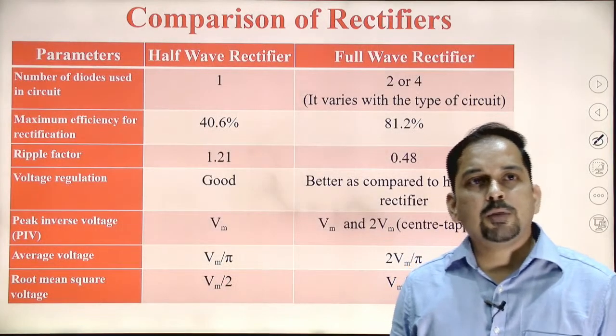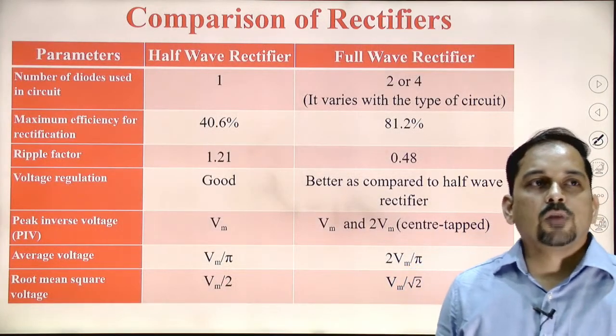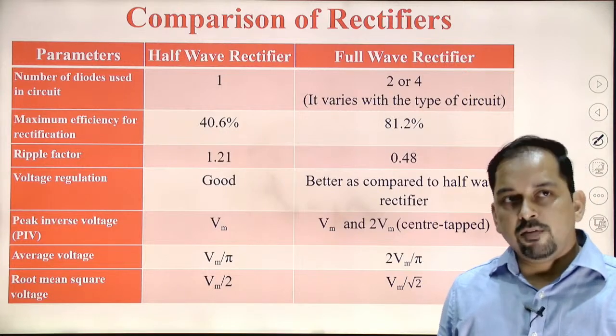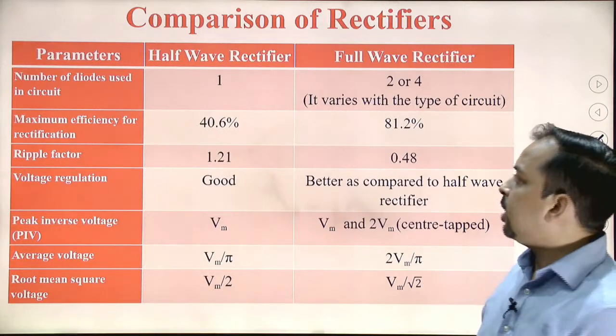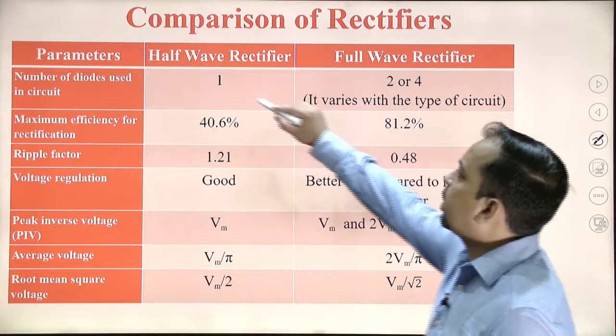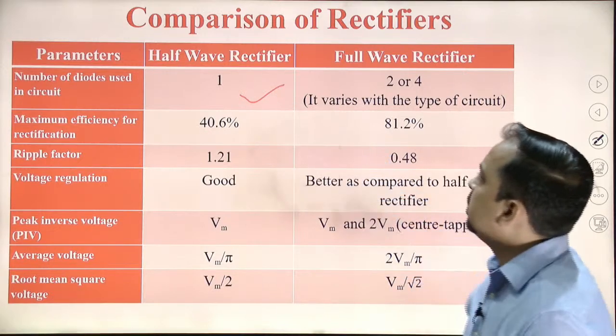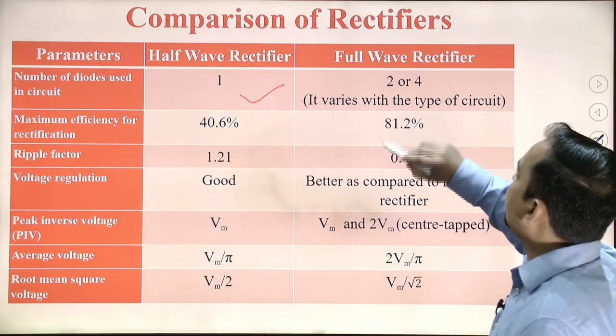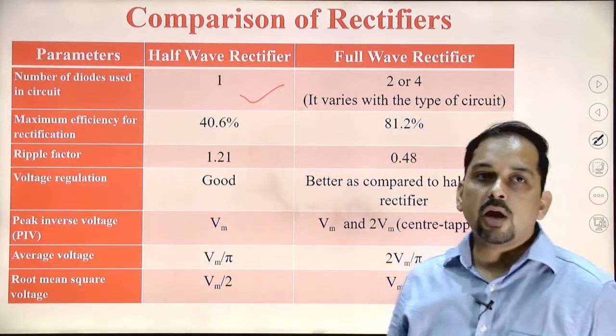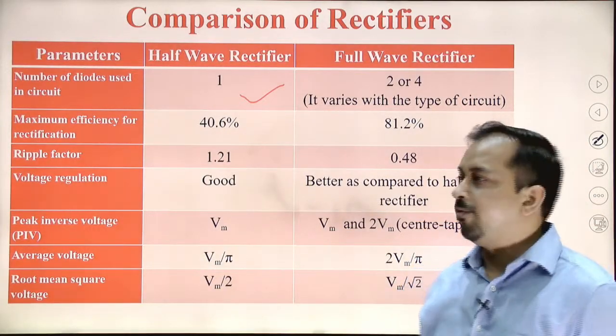We have now presented the comparison between the half wave rectifier and the full wave rectifier. We can see here that in the half wave rectifier we require only one diode, whereas in the full wave rectifier we have 2 diodes or 4 diodes depending upon the configuration.